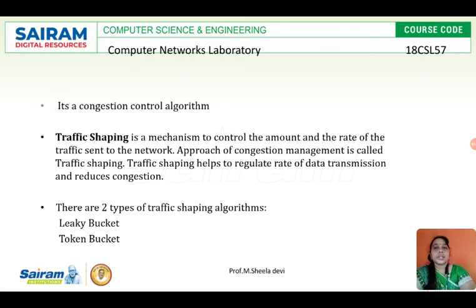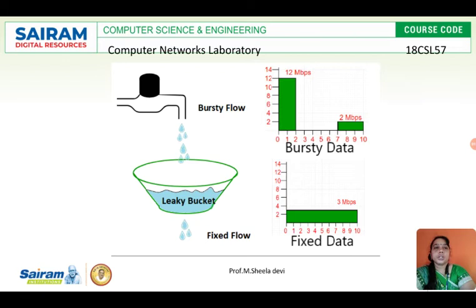As I said, it is a congestion control algorithm, and it can also be called traffic shaping. It's a mechanism to control the amount and the rate of the traffic sent to the network. This approach of congestion management is called traffic shaping. Traffic shaping helps to regulate the rate of data transmission and reduces congestion. There are two types of traffic shaping algorithms: one is leaky bucket and the other is token bucket. In our experiment we are going to see leaky bucket.